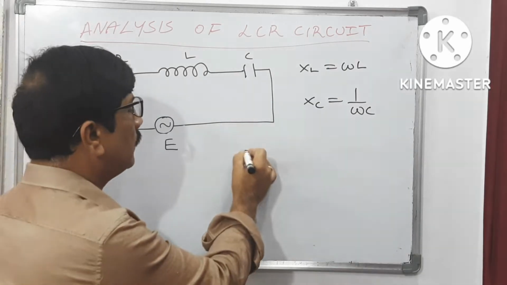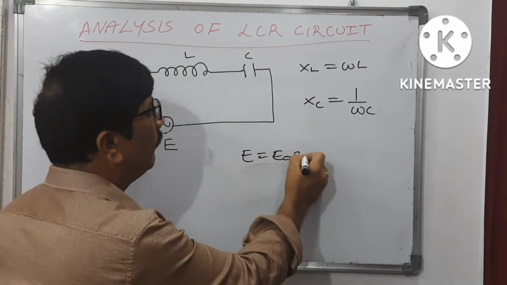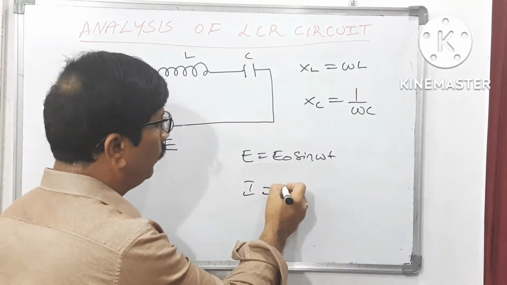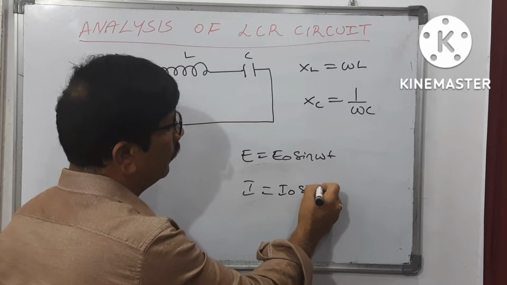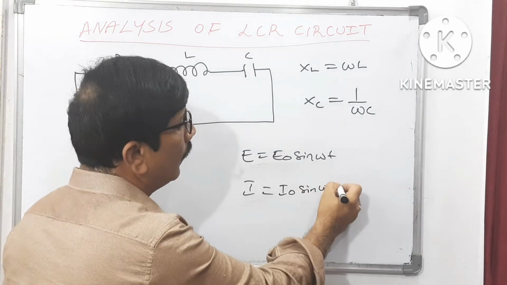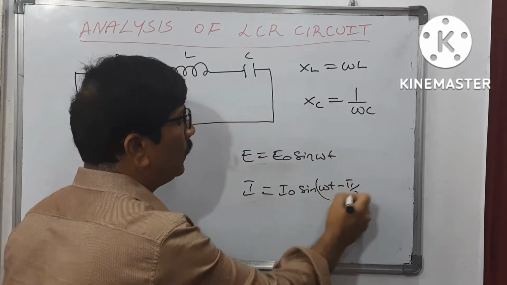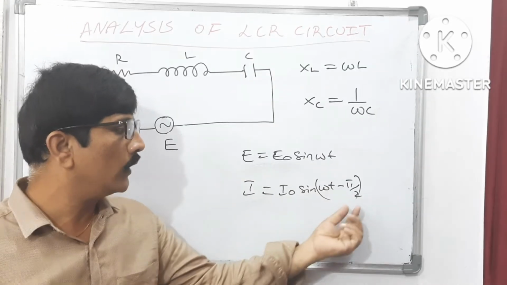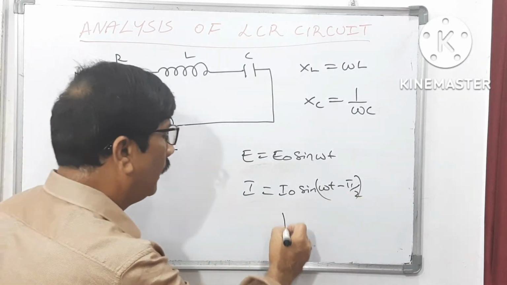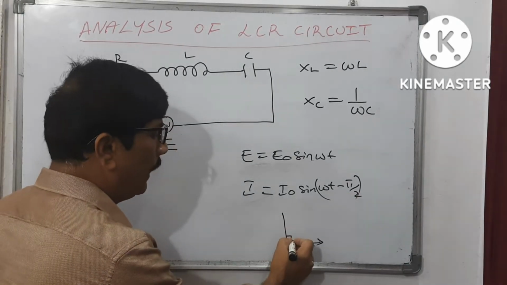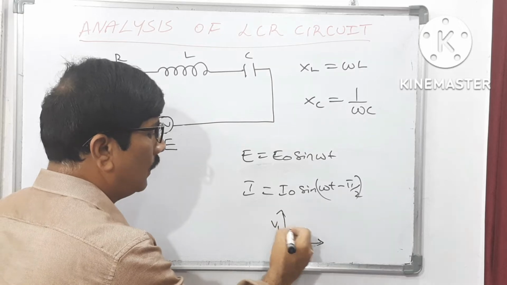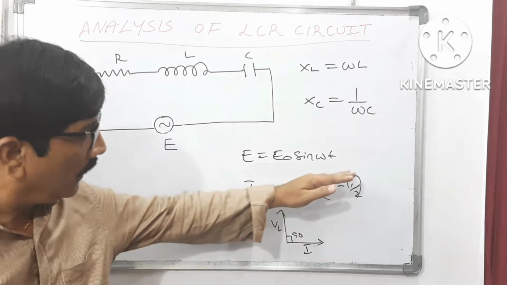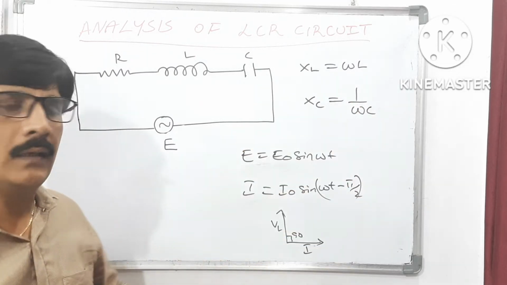If it is pure inductor circuit, E is equal to E naught sin omega t, we discussed. But what is the current relation we got? There is no doubt you got I is equal to I naught sin omega t minus pi by 2. That means current and electromotive force are out of phase by 90 degrees. Here current is behind the voltage by 90 degrees.